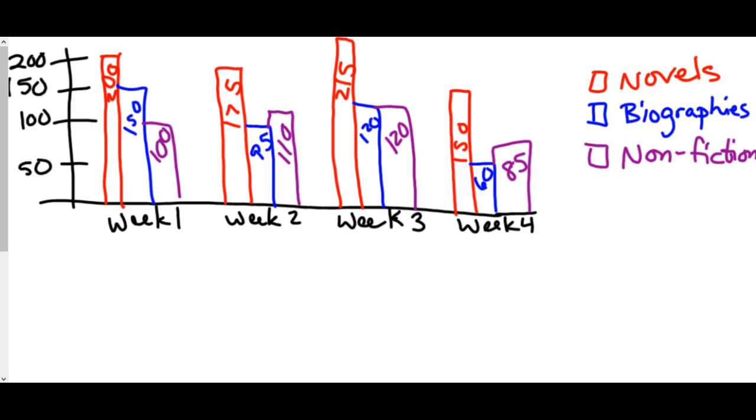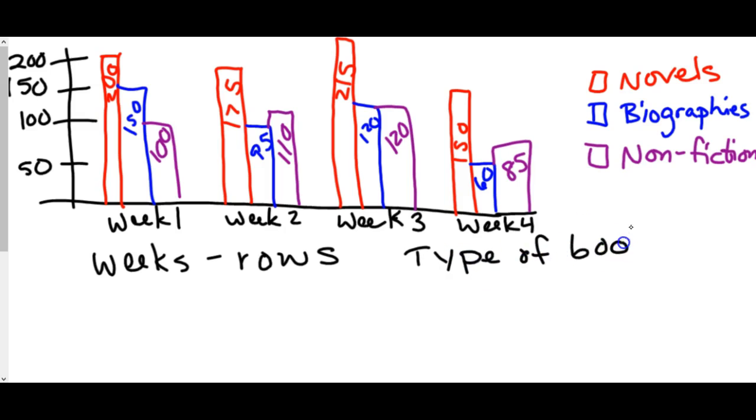So with this graph, let's say we surveyed a library and asked how many novels, biographies, and nonfiction books were checked out every week for the month of October. So week 1, there were 200 novels, 150 biographies, 100 nonfiction. So again, the question will need to specify, and you need to watch out for this, which ones are the rows and which ones are the columns? So we will make the weeks the rows and the type of book the columns.